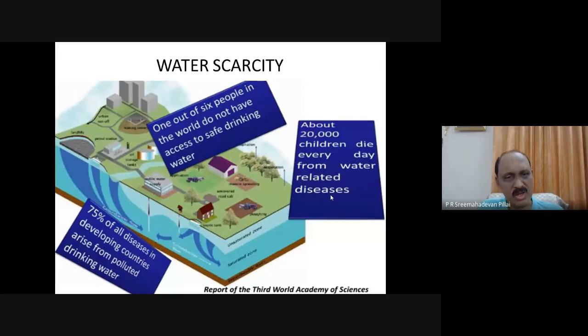You cannot survive without water for more than 7 days. Maybe in some cases, you may survive up to 10 days if you are very capable. But more than that, it's almost difficult. So water is an indispensable thing for life on earth. And also keep in mind that life first started in water.